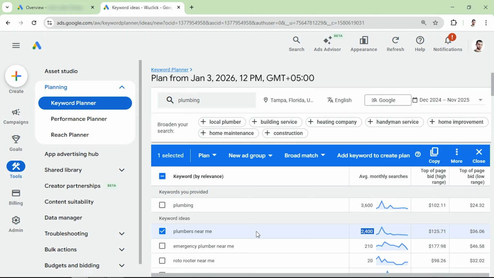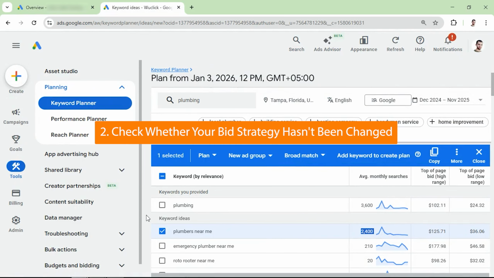So with that way, you can check whether you have enough search volume for a particular keyword or groups of keywords you're targeting. Because again, as I told, if you don't have enough search volume, just to win the competition, you might be bidding too much unnecessarily, and sometimes cost of certain keywords and overall cost per phone call can go higher than necessary. So that's why make sure that you have enough search volume for the groups of keywords you're targeting. And the next thing in our list, make sure that your bid strategy hasn't been changed.